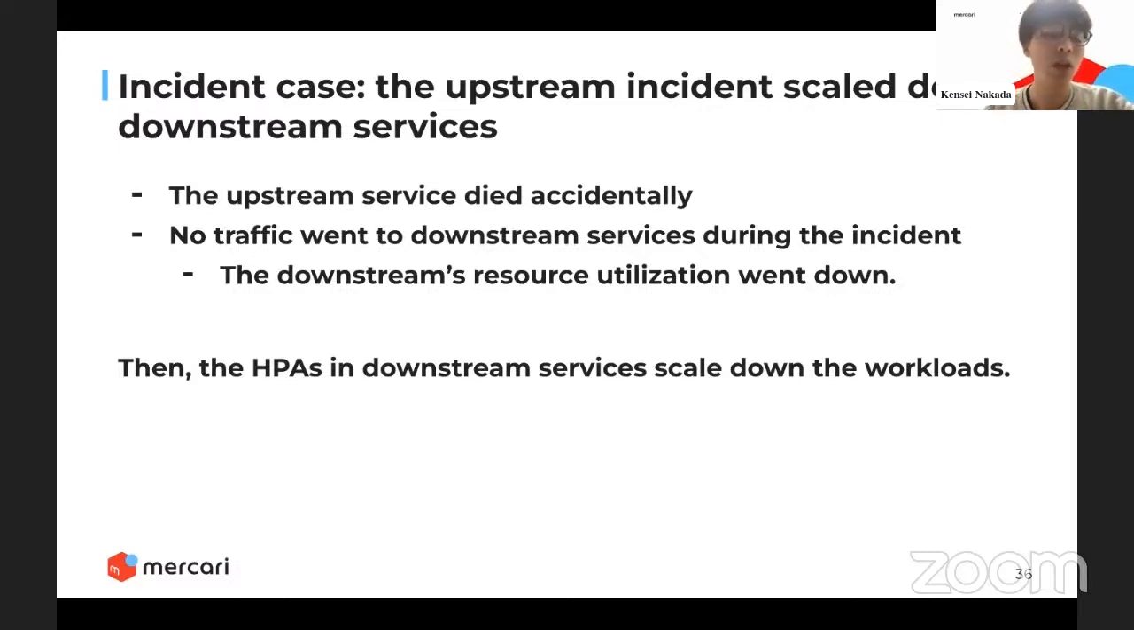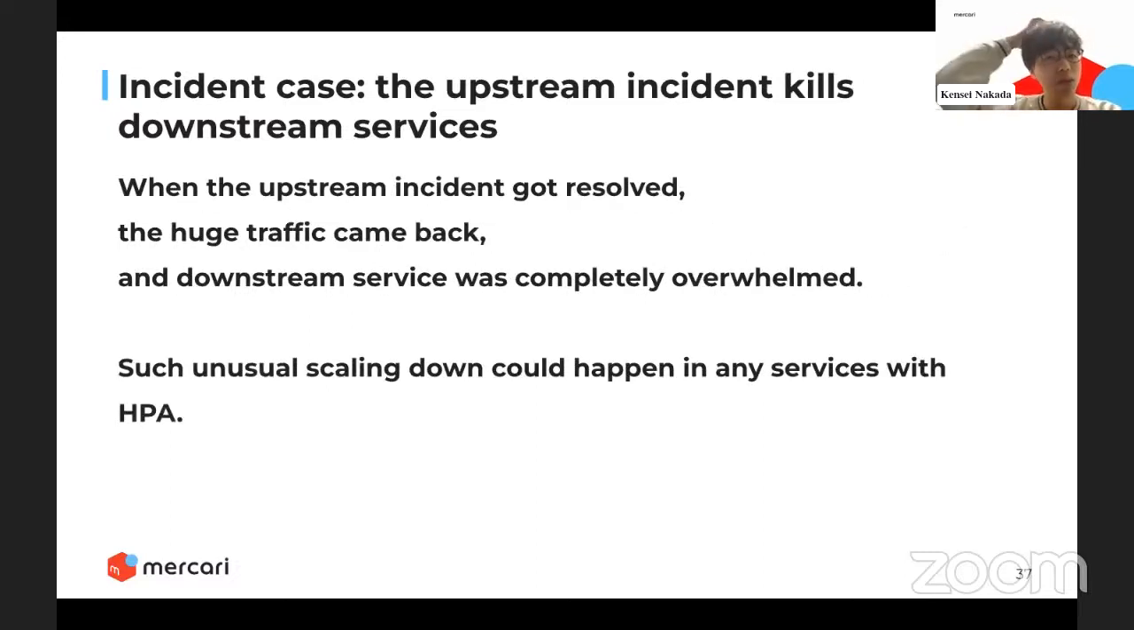And the other optimization. We had an incident related to HPA these days. The upstream service died accidentally, and no traffic went to downstream services during the incident. Then the HPAs in downstream services scaled down the workload, of course, because no traffic reached those downstream services. So the problem is when the upstream incident got resolved, the huge traffic came back. Then the downstream service needed to handle all the requests with a few replicas.